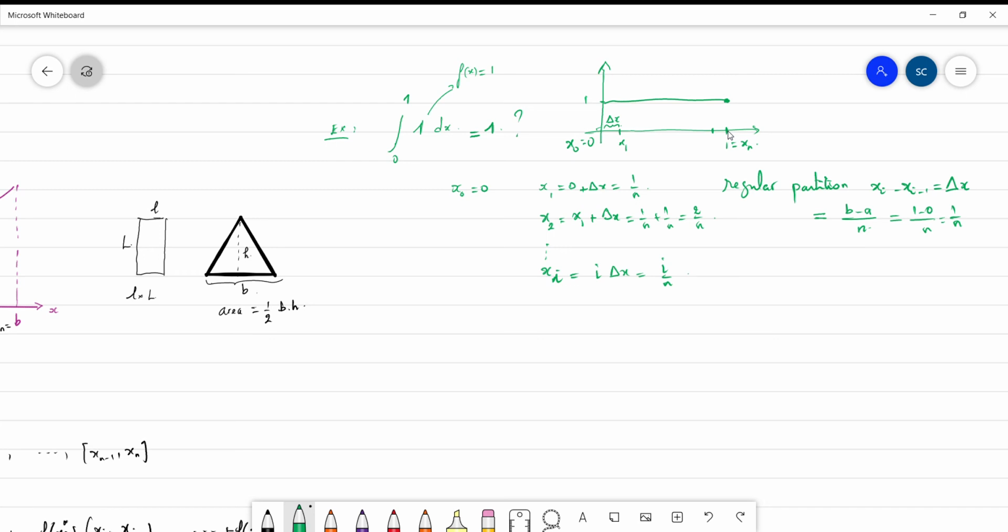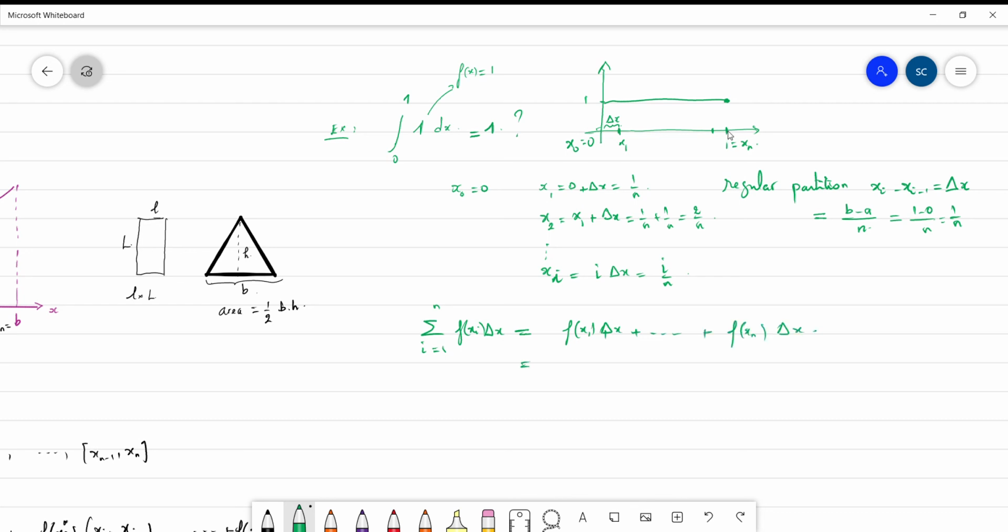So my Riemann sum, the sum of f(x_i) from 1 to n. Here also, I didn't say that, we are choosing the right endpoints. So this is the right point rule. So it will be f(x_1) delta x plus etc. until f(x_n) delta x.